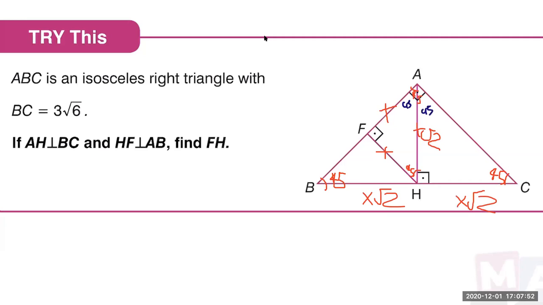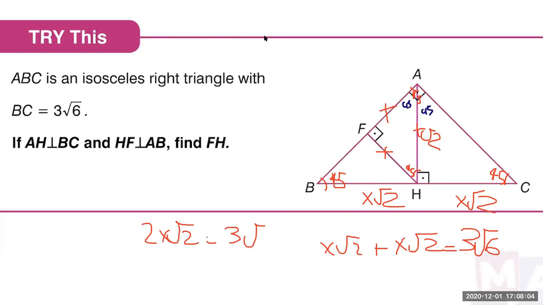BC in total is equal to 3 root 6. So x root 2 plus x root 2 is equal to 3 root 6. What is x root 2? Well, 2x root 2 is equal to 3 root 6. x root 2 is equal to 3 root 6 over 2. It's equal to 1.5 root 3 x's.